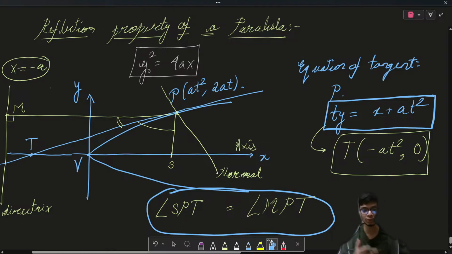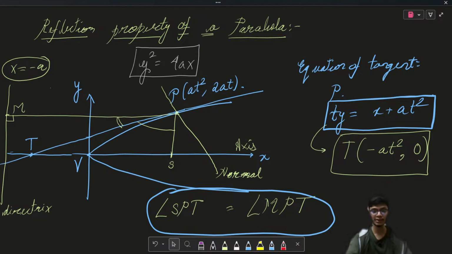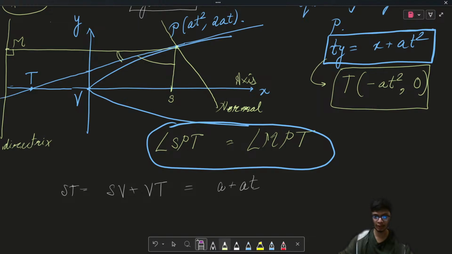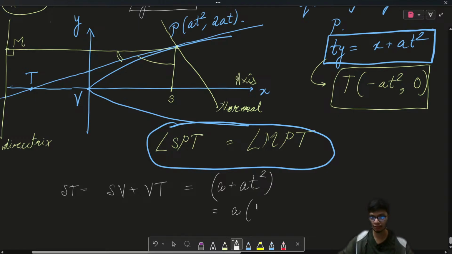Okay, so let me show you how this result comes out in reality, right? From this result, if I also want to know the distance ST, it is basically equal to SV plus VT, right? And if I compute this relation, it comes out as a plus at². So a plus at² is the value of this line ST. So this is going to come out as a times (1 plus t²).